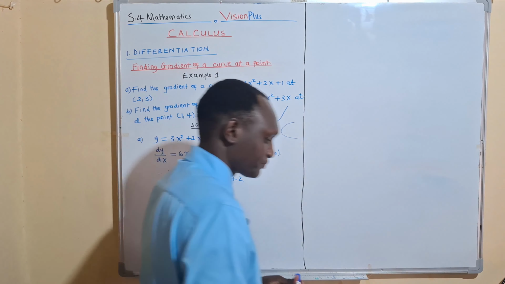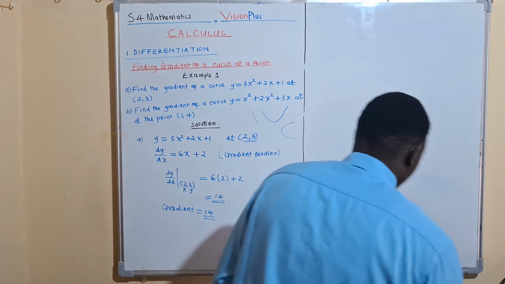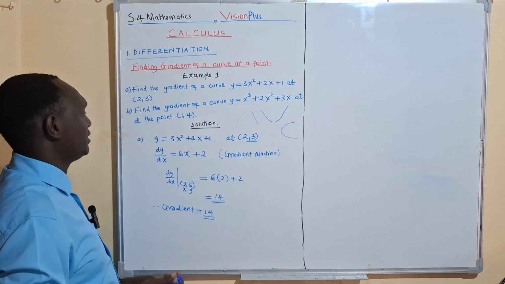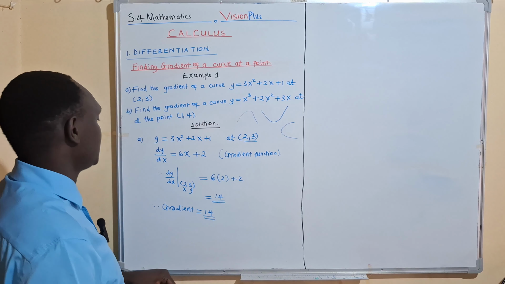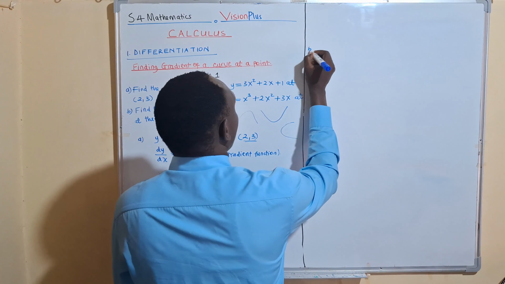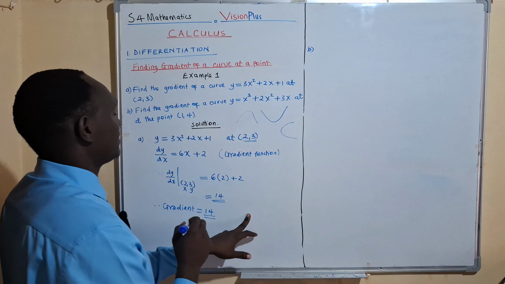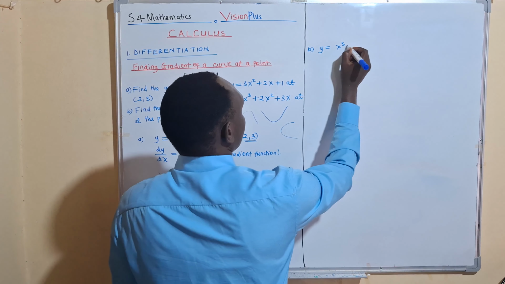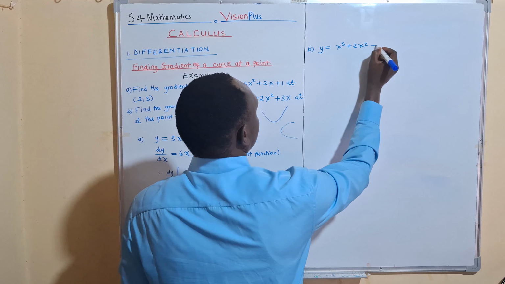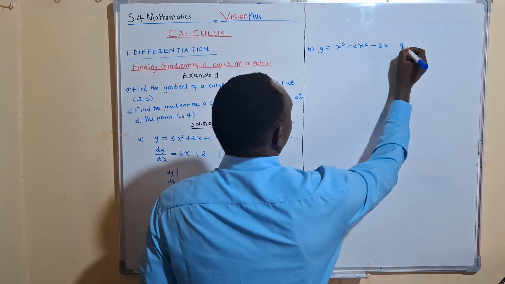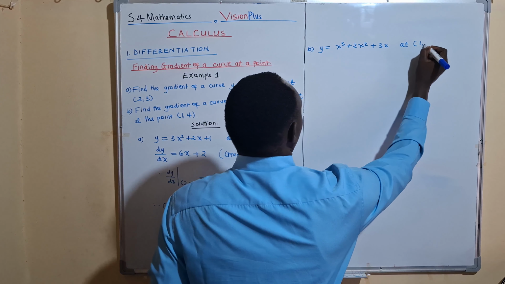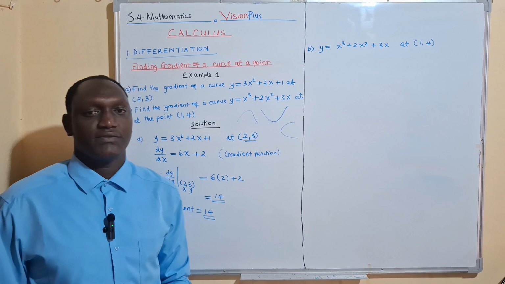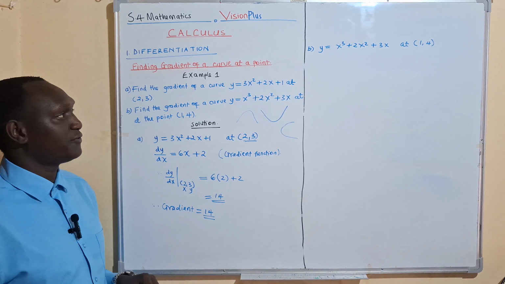Going to part B. Part B is the same as part A, just that we have a different curve and we have a different point where we need the gradient. So part B says, find the gradient of the curve y equals x cubed plus 2x squared plus 3x at the point 1 and 4. So they need the gradient of that curve at the point 1 and 4.